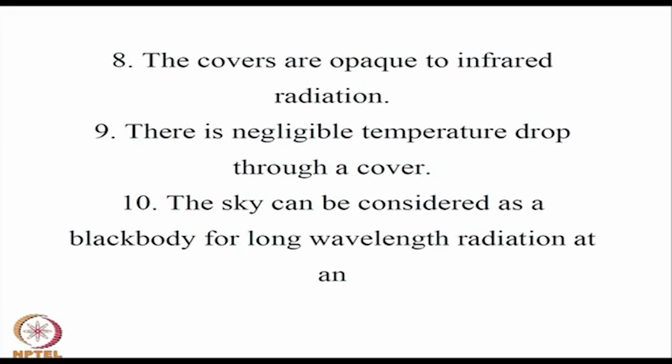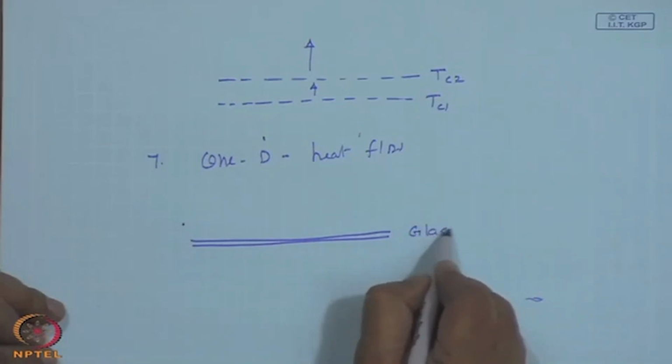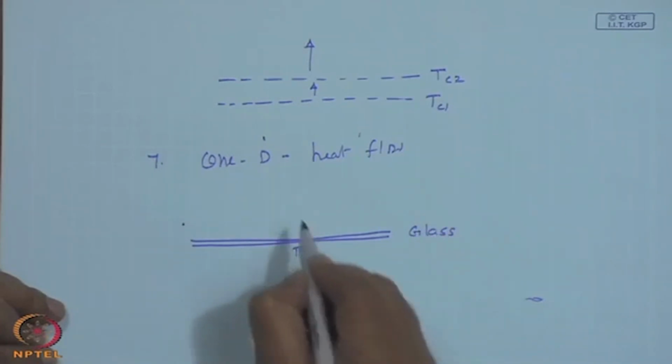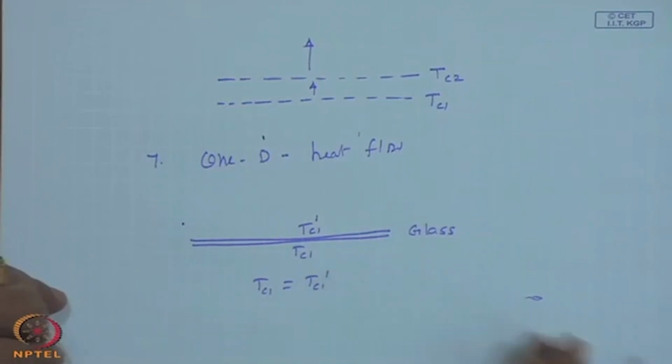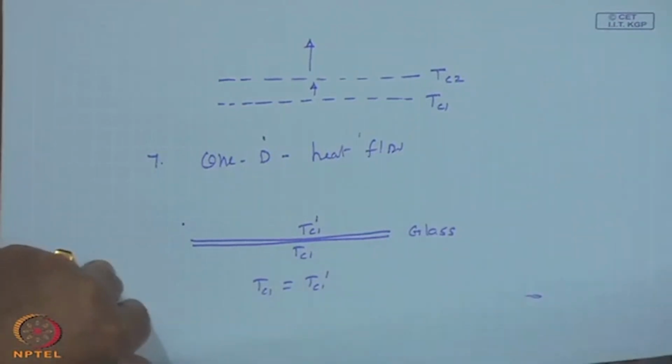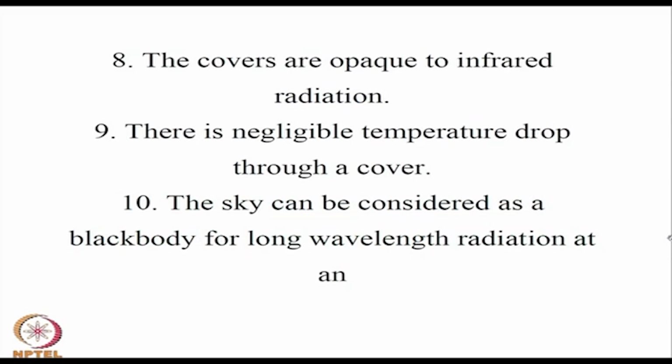Then negligible pressure drop through a cover. If there is a thickness for the glass, we do not say this is at T_c1 and the top is at T_c1 dashed. We assume T_c1 equal to T_c1 dashed. In other words, the temperature across the glass plate is uniform. This is an important thing, all of you should pay a little attention.